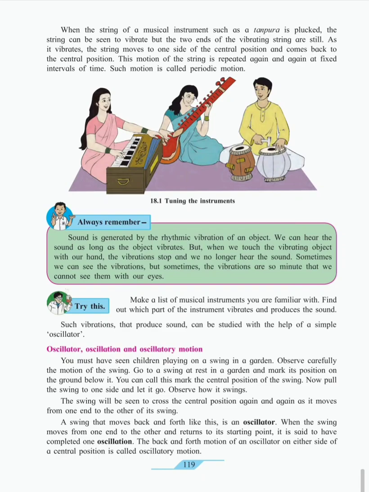And that particular object which moves in oscillatory motion is called the oscillator. In a clock, a pendulum is an oscillator. In a garden, the swing is an oscillator.